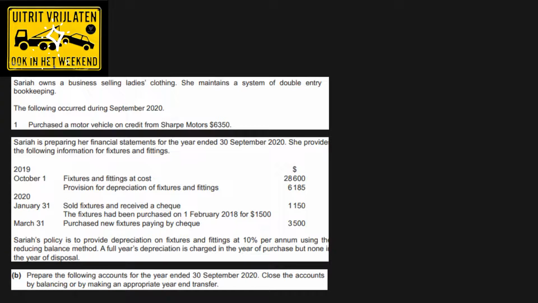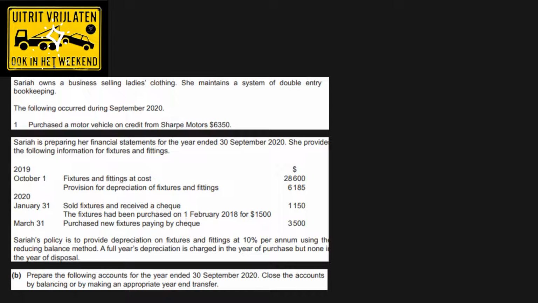Okay, in this question, they're asking us to prepare the fixtures and fittings account, provision for depreciation account, and also the disposal account. They've mentioned here that they've got fixtures and fittings at cost in the beginning of 28,600, and they have a balance brought down in their provision account of 6,185. Along the way, they sold a fixture for 1,150 and they purchased a new one.